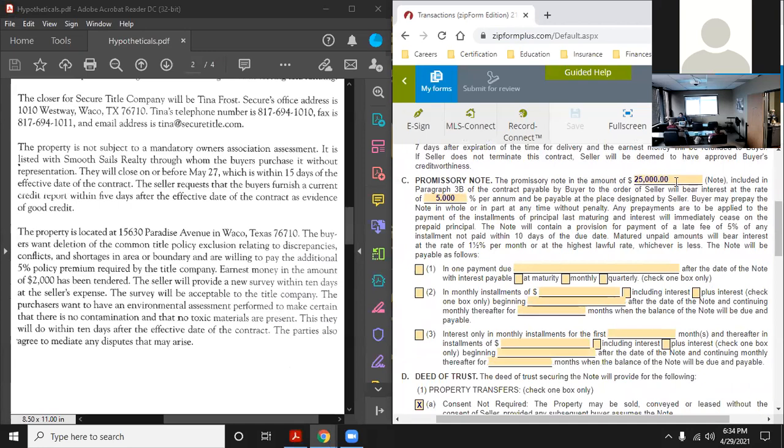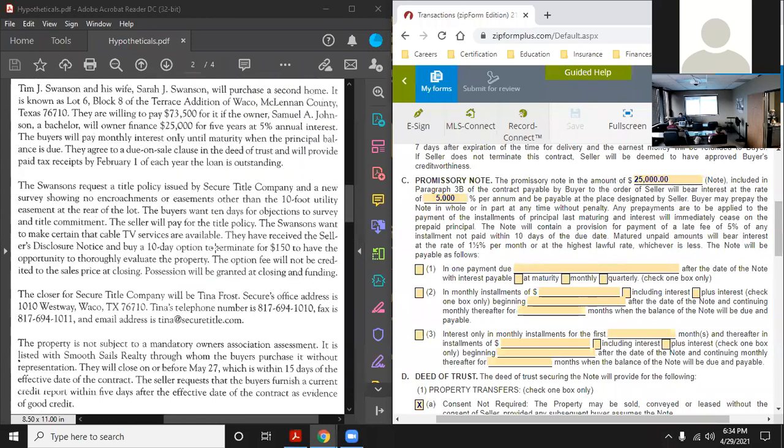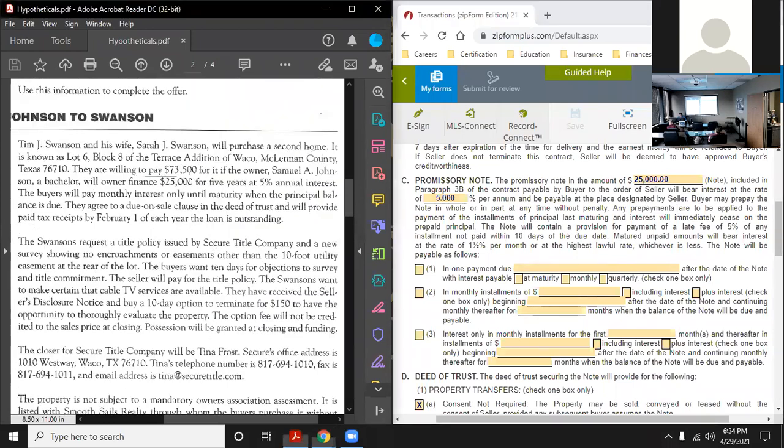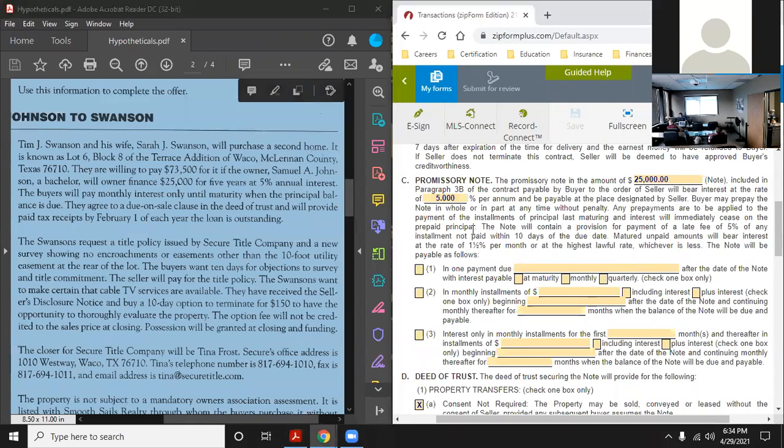All right, so the promissory note is $25,000 because that's what the seller financing is for, and then we were going to do 5% per annum to be payable at the place designated by the seller. That is right here, so 25 for 5% annual interest.